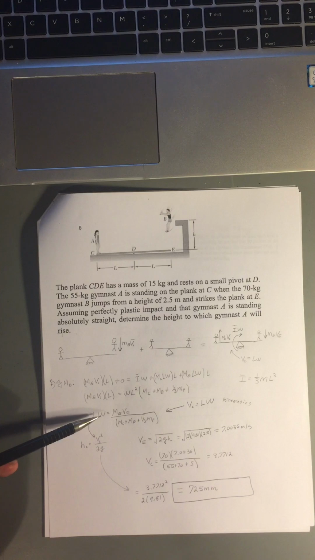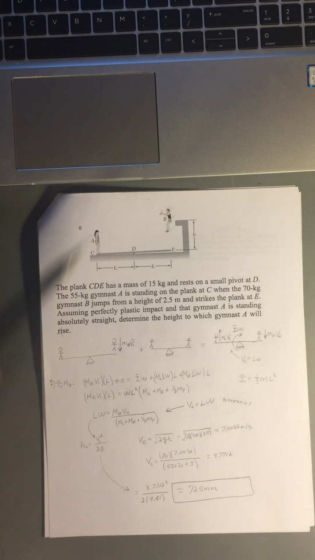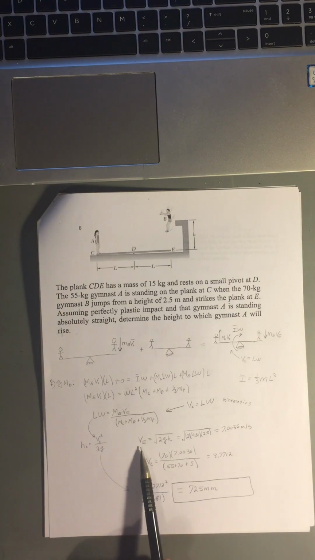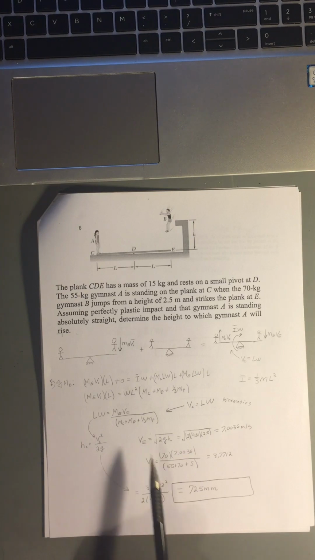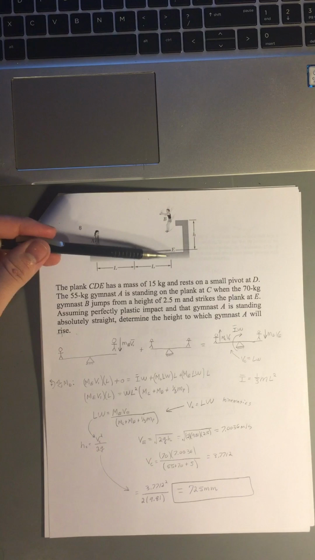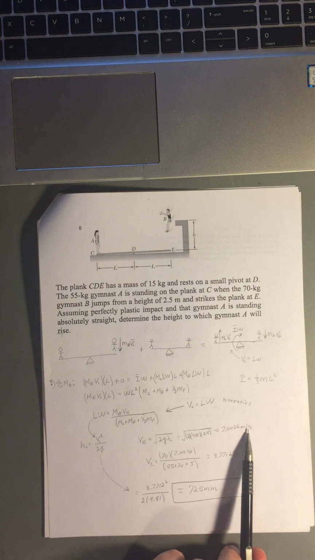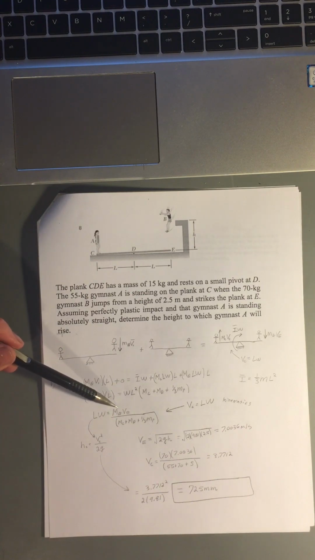And so if we can plug in our given values and find VC, we should be able to find the height of the gymnast. And so in order to find VC, we have everything here we need except for this velocity term of gymnast B. And so we can use this equation here to find the velocity of gymnast B. And so then we can just plug in everything we were given. We were given the height, we know gravity. And so the velocity of point E here is 7.0036 meters per second.